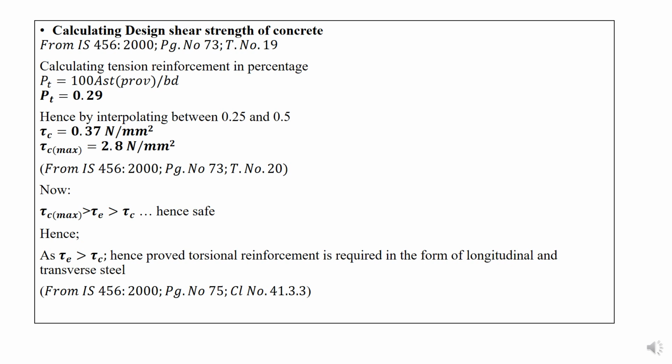Now, the important criteria. If you could see over here, tau e from the previous slide computed was 0.7 and tau c turns out to be 0.37, which proves that tau E is greater than tau C. Hence, this beam does require a torsional reinforcement in longitudinal and transverse steel form. So the question given is right, and our assumption that it requires torsional moment is also right.